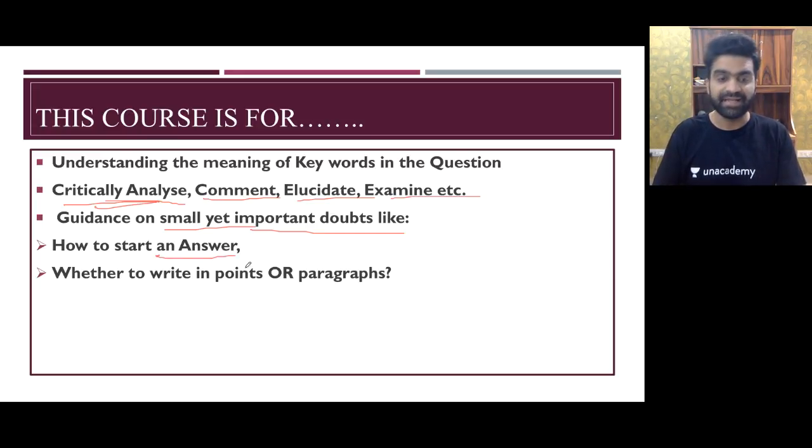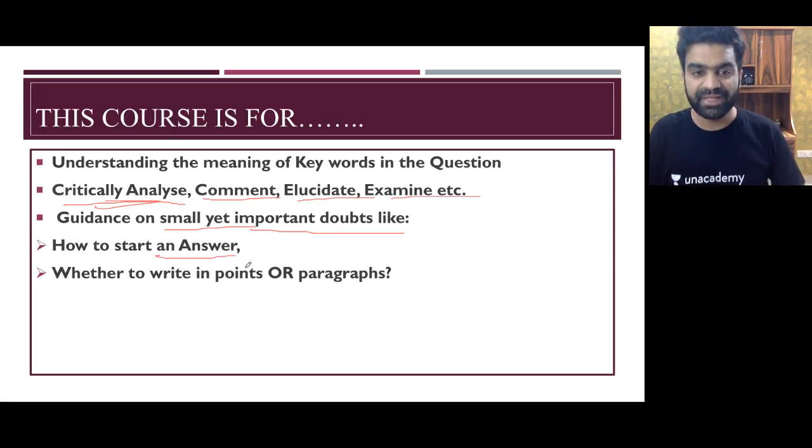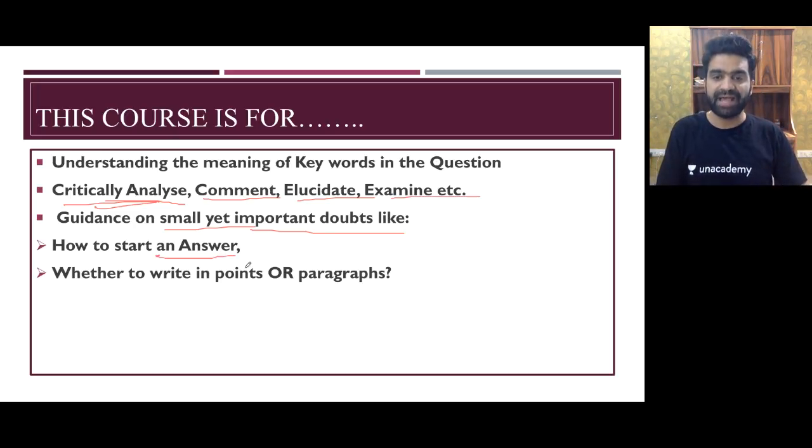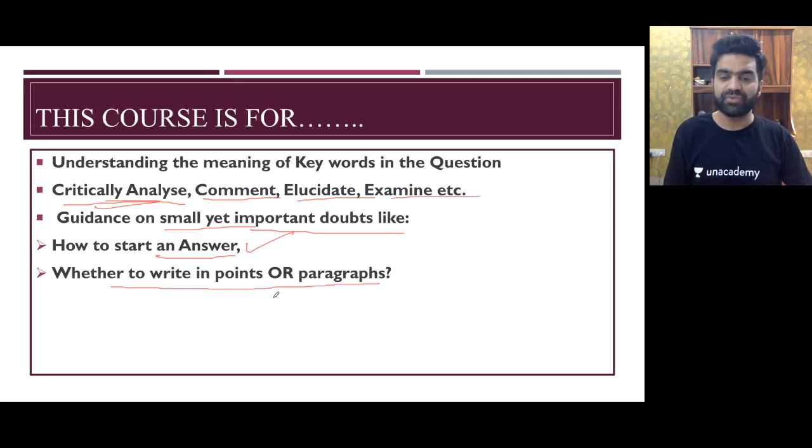So this course will help you overcome that initial inertia which people develop while preparing for UPSC, because a lot of myths have been proliferated insofar as writing an answer is concerned. Whether to write in points or paragraphs, again that should be adapted according to the demand of the question.